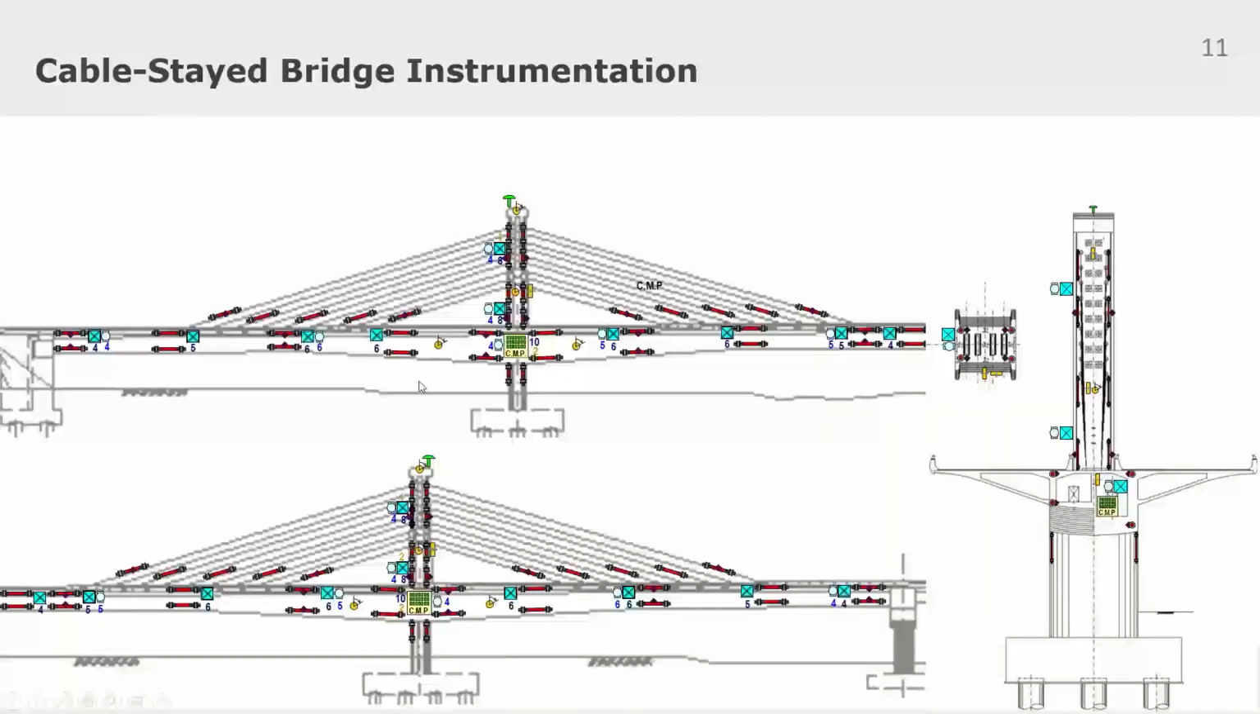And then finally, here we also have biaxial tilt meters or a GPS station, which are also proposed in order to measure rotations and the absolute displacement, in particular, of the pylons.